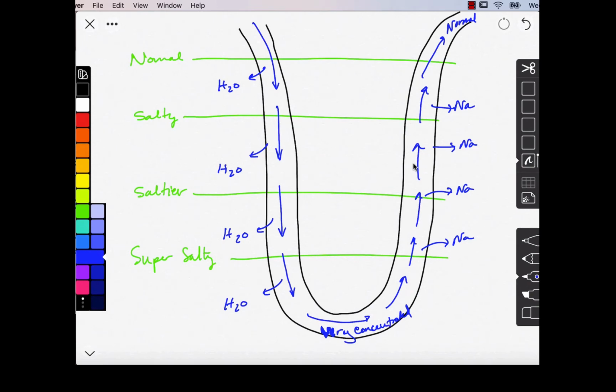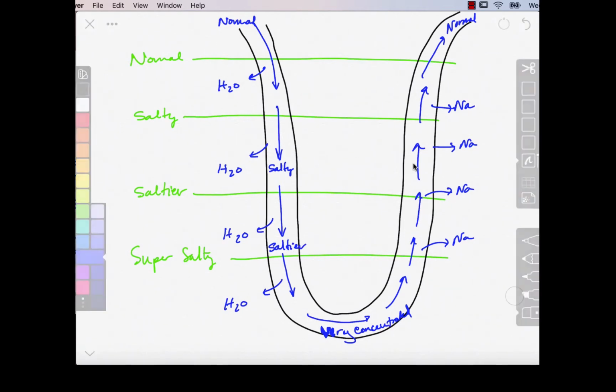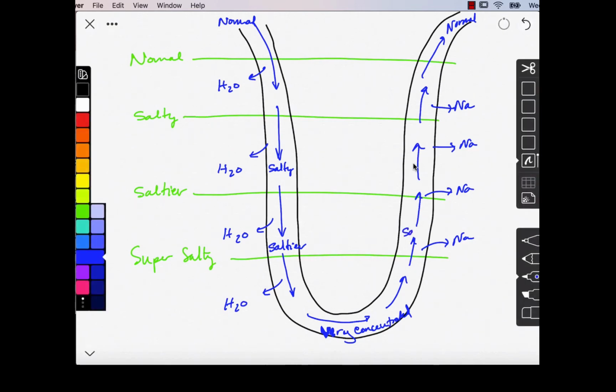So to sort of recap, it starts normal, it gets saltier, very concentrated, and then it's going to have to get less salty. So it's going to lose some of that salt so that it can equilibrate with the environment around it.